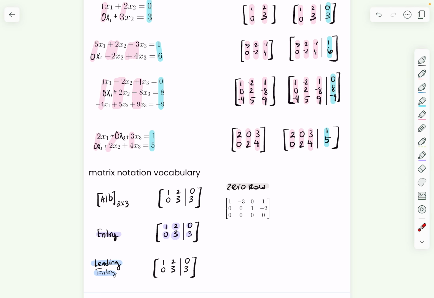Now, a leading entry is the first non-zero entry you see in a row. You start here and go, and as soon as you see something, you ask yourself, is it a 0? No. So this is the first non-zero entry you see in a row.